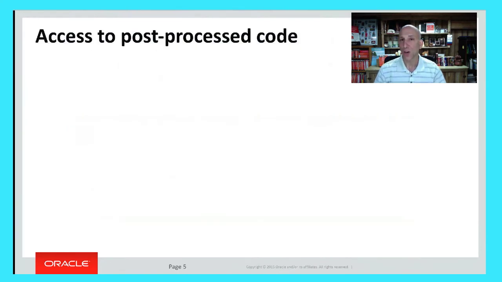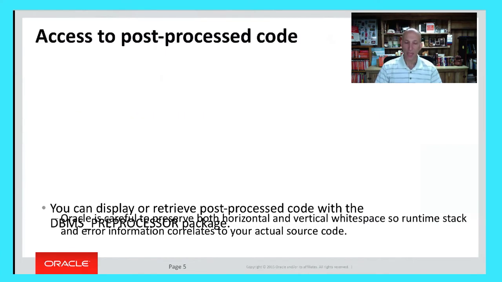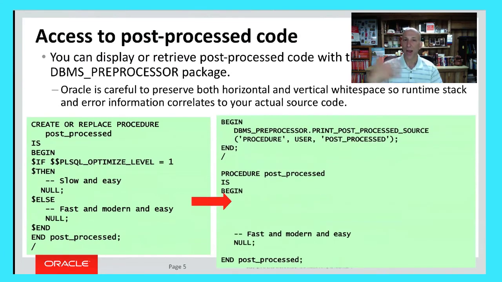Now, you might say to yourself, well, that's interesting, but how do I know what's actually running in my database? You've got all this complicated meta-conditional logic. So there's a package called DBMS_PREPROCESSOR that you can run to extract the actual text that's been compiled into the database. The ALL_SOURCE view will have this version of code with all your $ signs in it, but the post-processed source code will show something like this. As you can see, since I don't have the optimize level set to 1, all of this is blank, and then we see the part that was included.